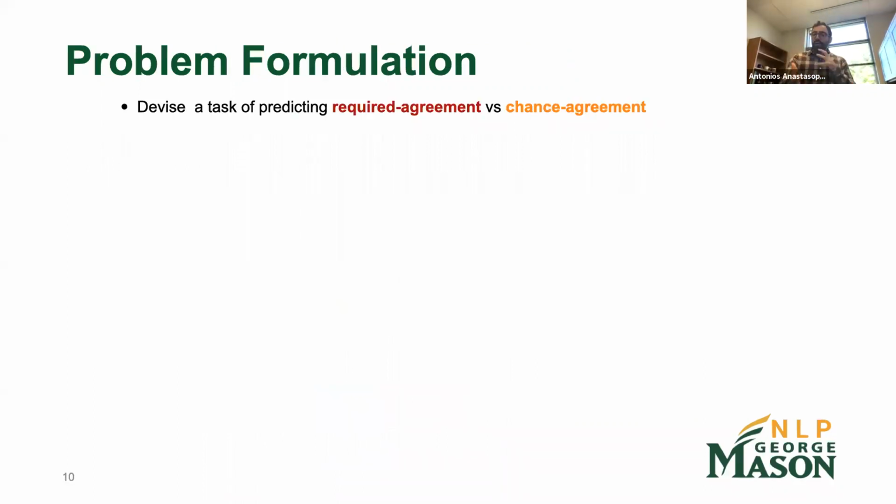So the way that we're going to do this is we're going to devise this little task where, given two words, the dependency link between them, and their part of speech tags, we are going to try to predict whether these two words that are already linked by a dependency link should agree or should not.